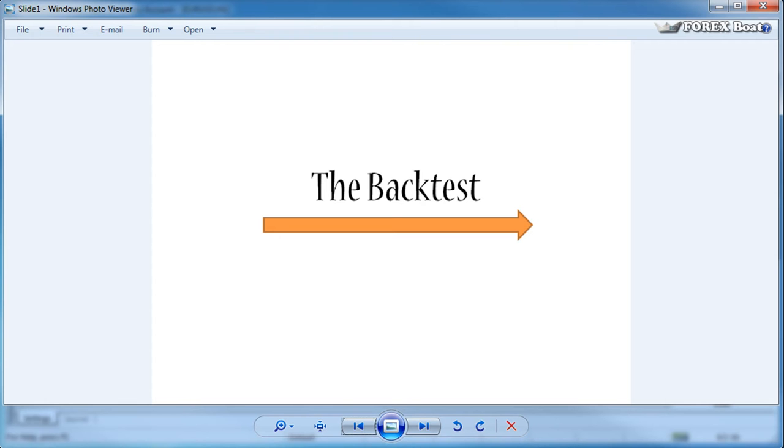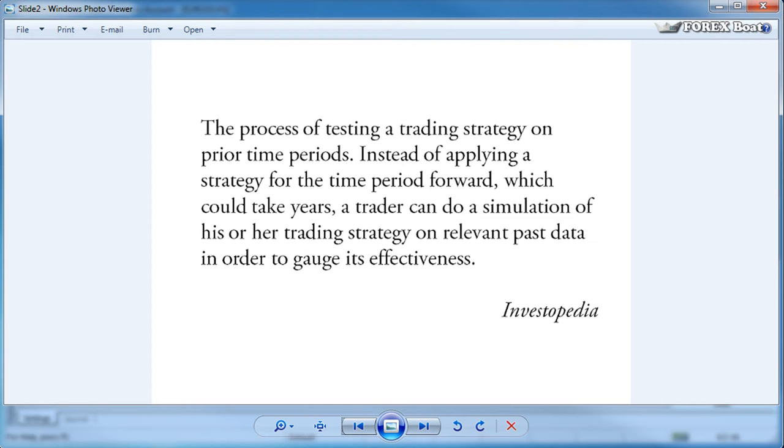MetaTrader 4. In the previous tutorial, we learned how to navigate the strategy tester window, and today we're going to be talking about backtesting. So what is a backtest and what is the process of backtesting? Investopedia defines backtesting as the process of testing a trading strategy on prior time periods. Instead of applying a strategy for the time period forward, which could take years, a trader can do a simulation of his or her trading strategy on relevant past data in order to gauge its effectiveness.